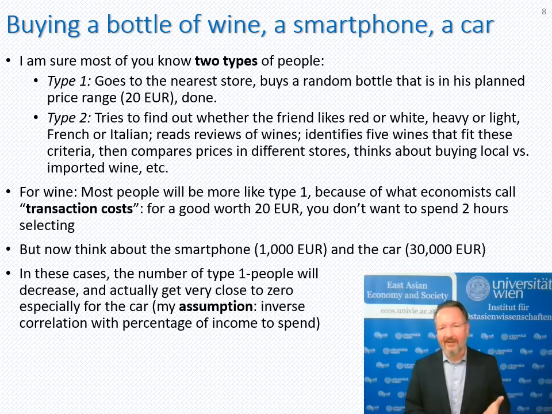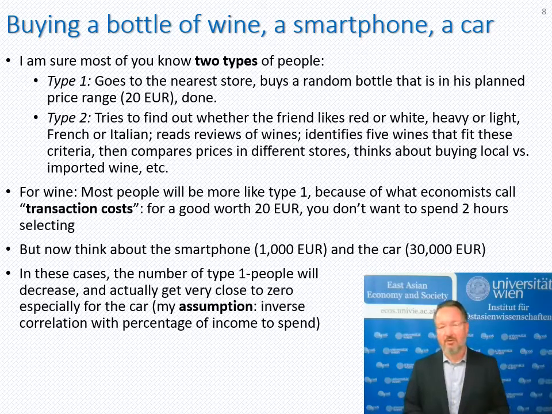Now, for wine, actually, most people, I think, will be more like type 1, or maybe somewhere in between, because there are transaction costs. That's what the economists call this. No action is actually free of any cost, so whatever you do includes transaction costs. And if those transaction costs are higher than the value of the actual, in this case, a bottle of wine, 20 euros, you wouldn't really want to invest that much time. You wouldn't want to spend 2 hours on selecting a bottle of wine, unless you really have lots of time.